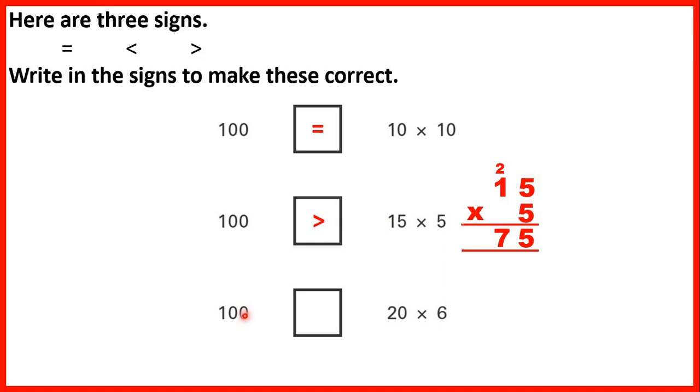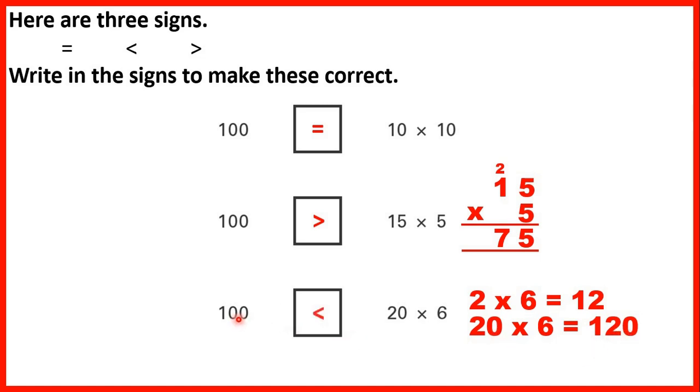And now we have 120 times 6. So we know that 2 times 6 is 12, so 20 times 6 is 120, because if we have an end zero in a multiplication question, we need an end zero in our answer. So 100 is less than 20 times 6, because 100 is less than 120.